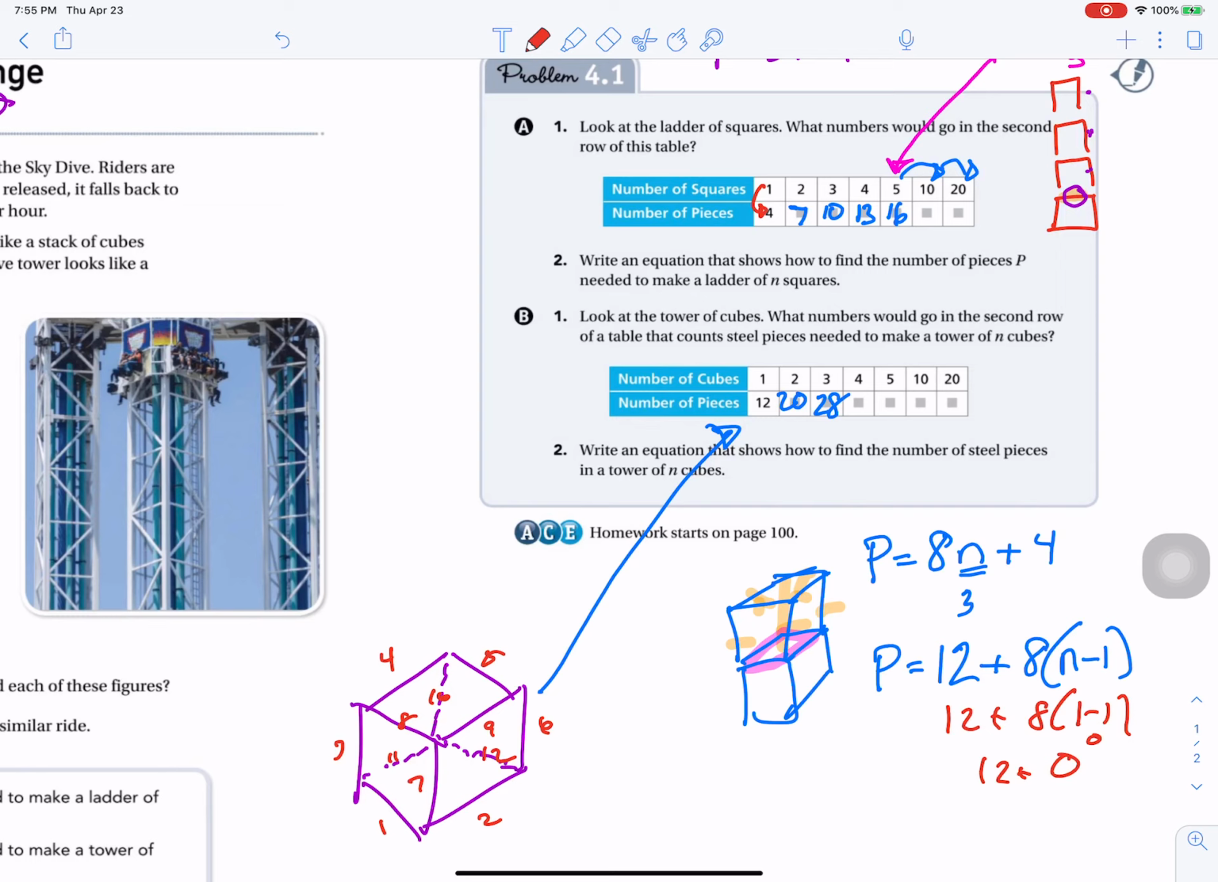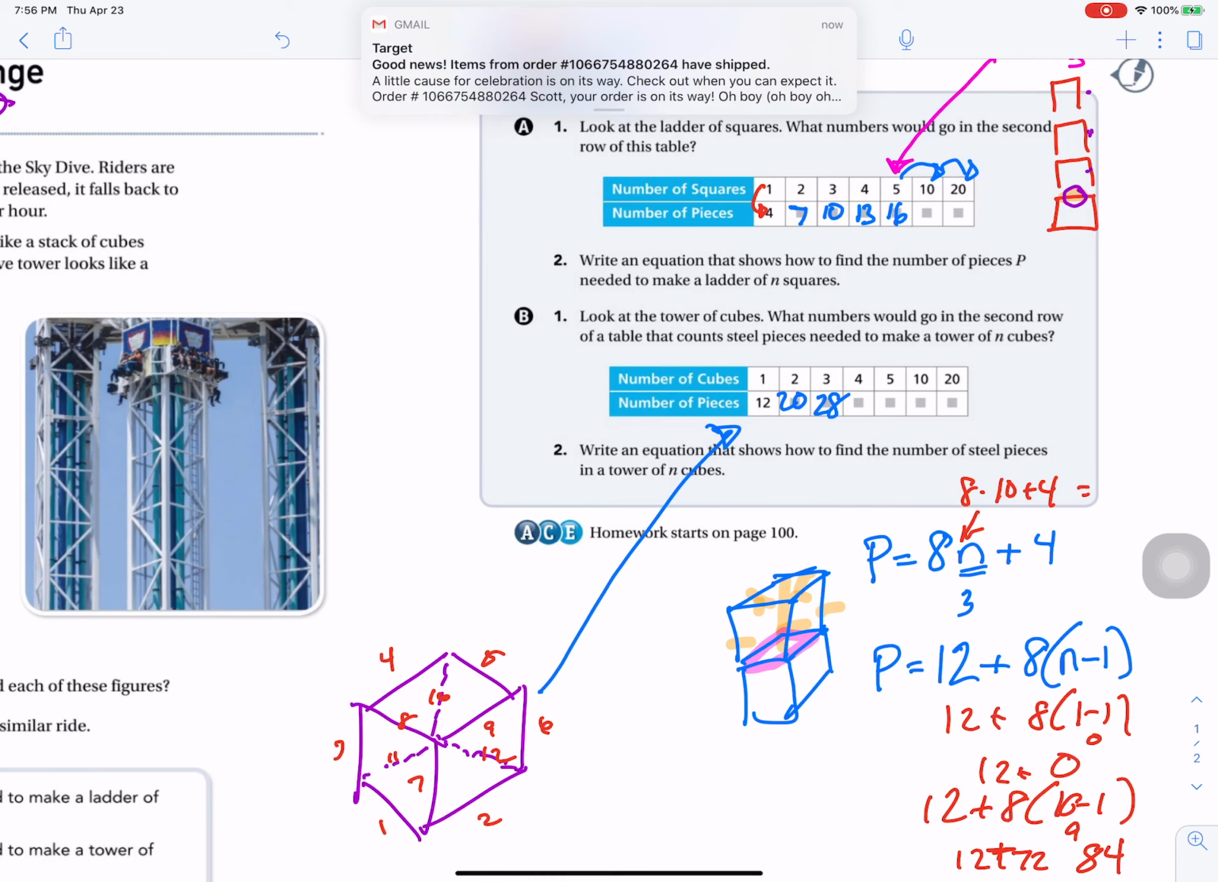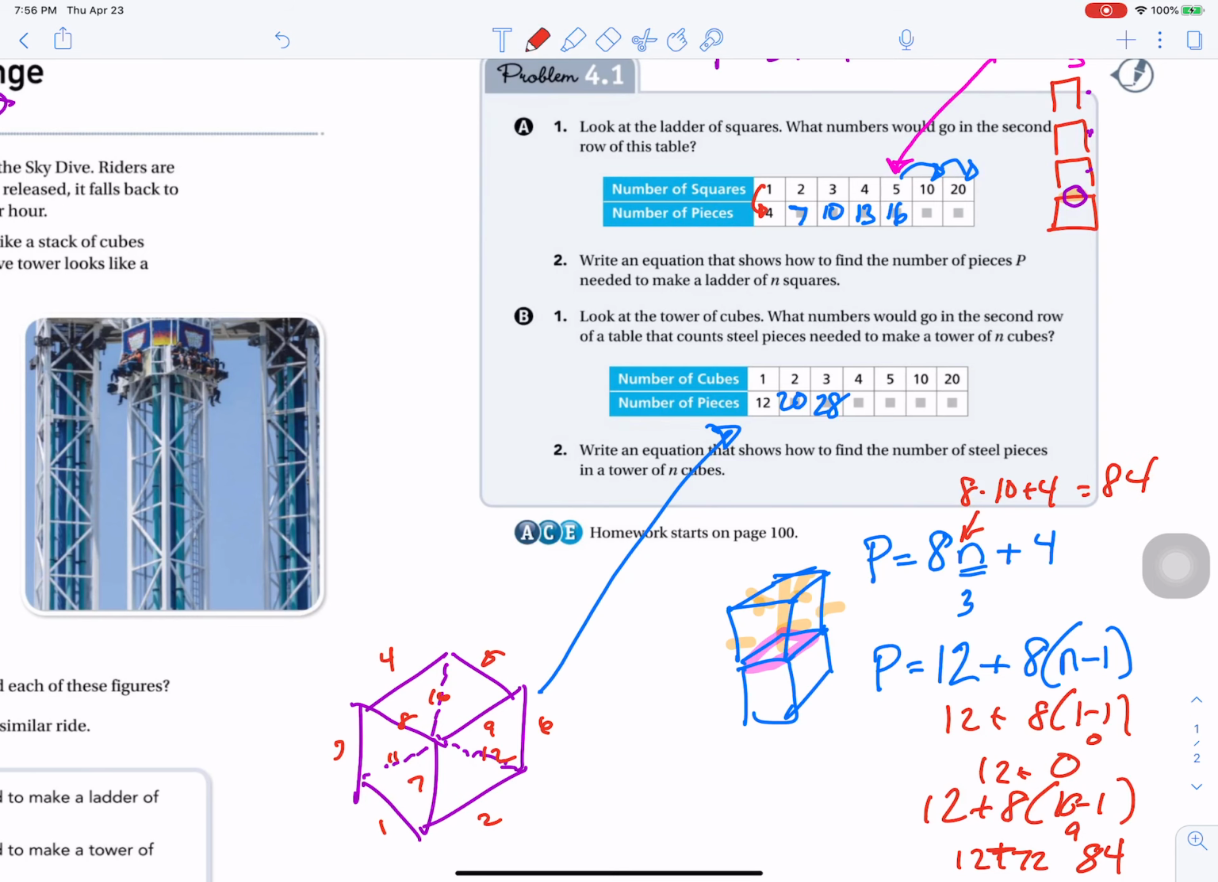Say we wanted to do 10 cubes. Well, 12 plus 8 times 10 minus 1, which is 9. 72 plus 12 is, it's hard to see at the bottom of my screen, 84. Or we could try here. 8 times 10 plus 4 is 84. All right, so this is 84. 20 would be 164. All right, so these are the equations.